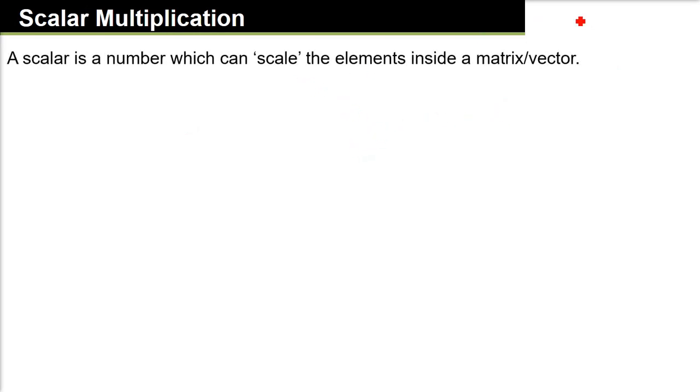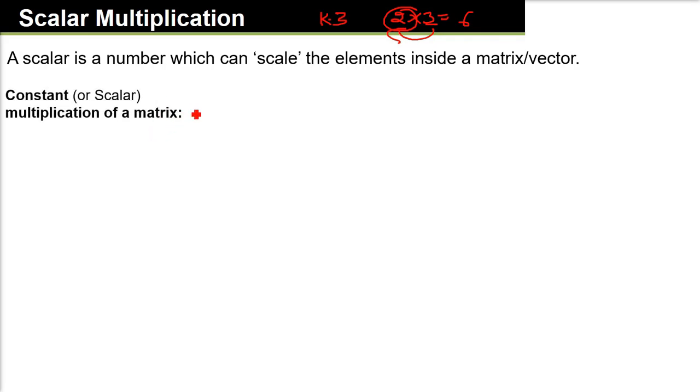Scalar multiplication. In terms of normal computation, what do we do? We just multiply values. For example, we have 3, and I want to do a scalar multiplication of 3 with some k. For example, k is 2, 2 into 3 is 6. So we have enhanced or scaled this 3 two times. Basically, scalar multiplication corresponds to a number which can scale the elements inside a matrix or a vector. Scale means it will increase or decrease.